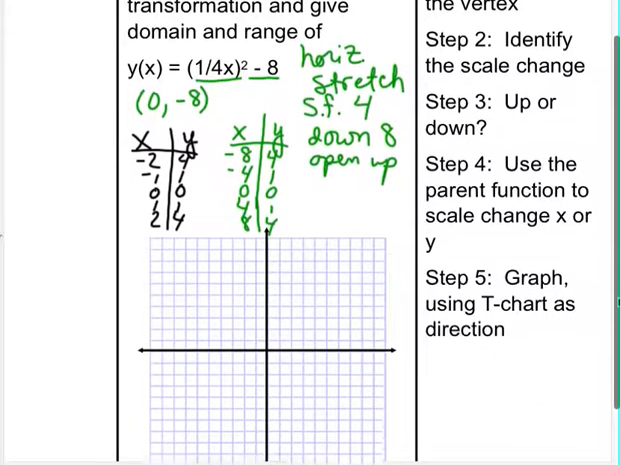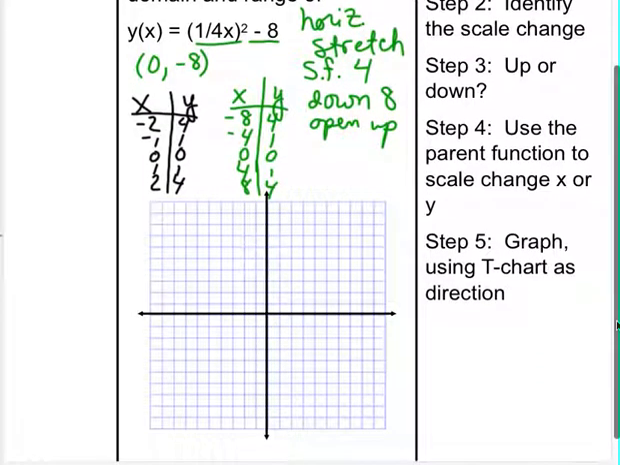Finally, we're going to put it all together with our graph. Start by plotting your vertex. So I'm going to go down 8. And then remember the T-chart gives me directions. So from my vertex, left 8, up 4. From my vertex, left 4, up 1. From my vertex, right 4, up 1. And right 8, up 4.